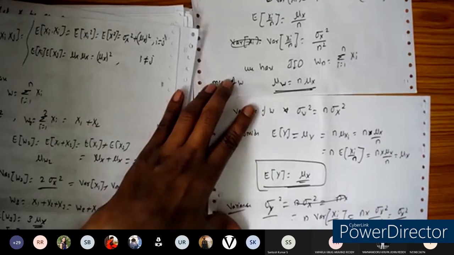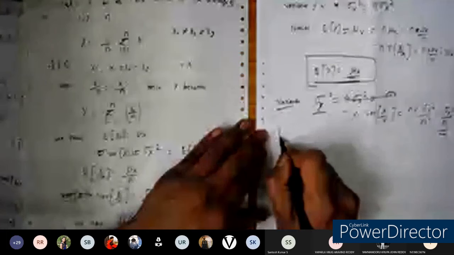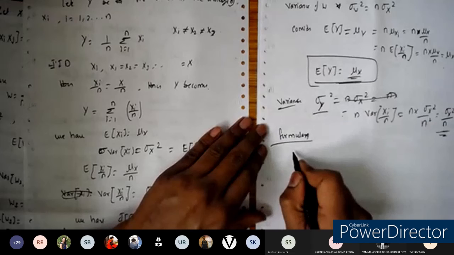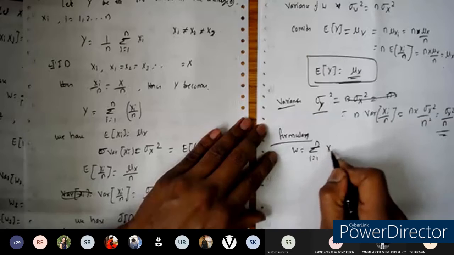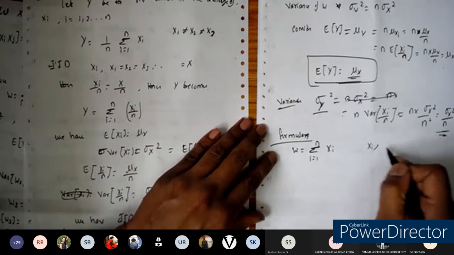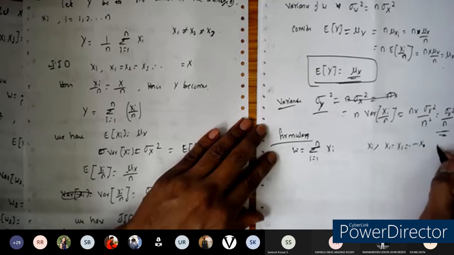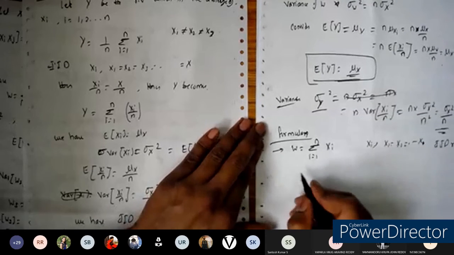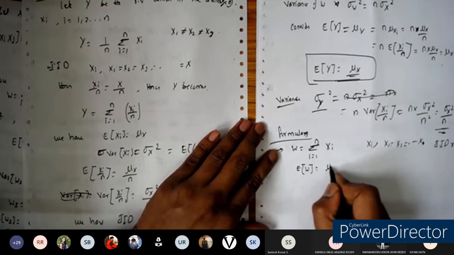Done. Okay, to be recalled, I'm just going to recall three concepts here. The formulas we got: w is the summation, i equal to 1 to n, of xi, where x1 equals x2 and so on, equal to x. So this is the IID random variable. The mean of this one, the expected value of w, is mu w.